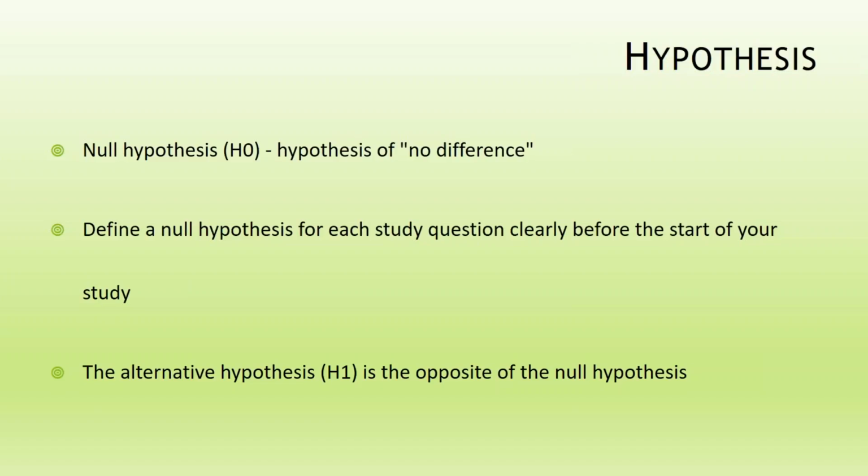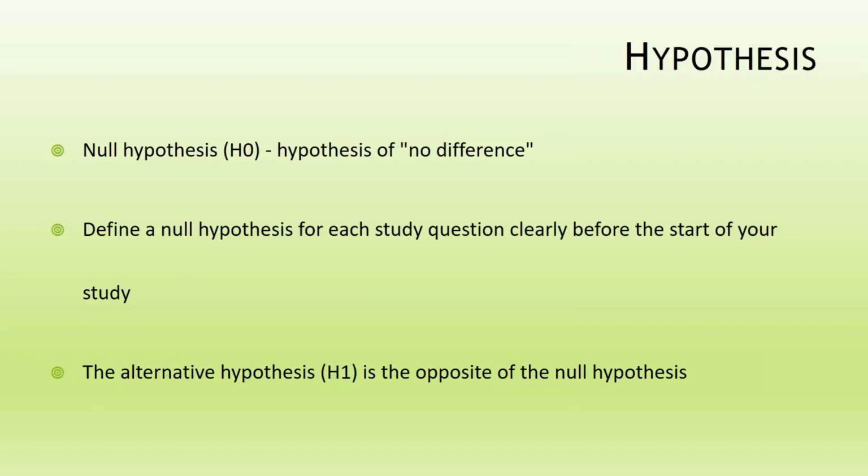For this reason, we have two types of hypothesis. I'm sure you must have heard about hypothesis in your biostatistics classes in your masters. There is one hypothesis known as the null hypothesis, denoted by H0, and it means that this hypothesis has no difference. That is, it is the hypothesis of no difference. We define the null hypothesis for each study question clearly before we start the study.